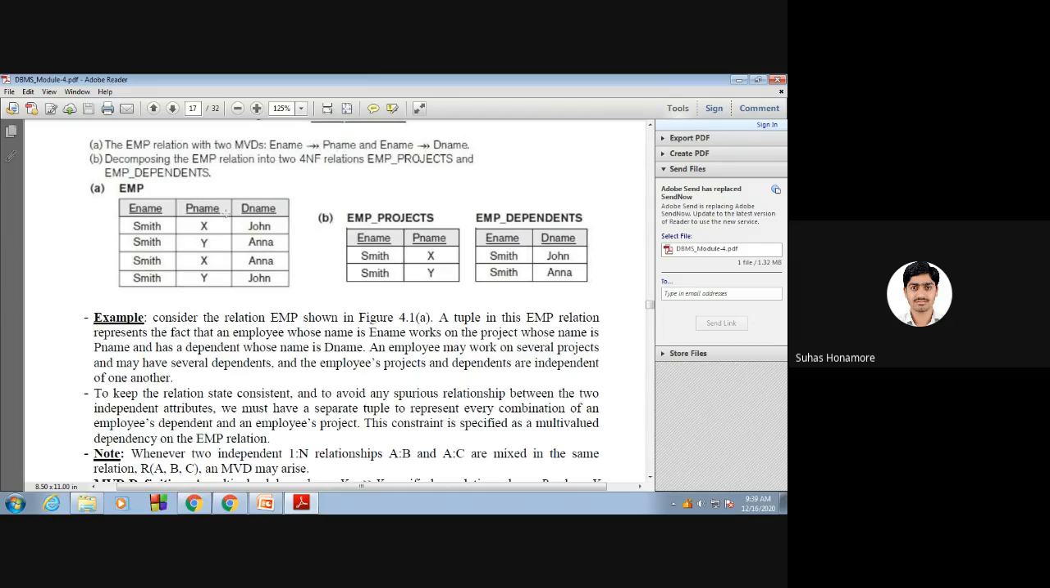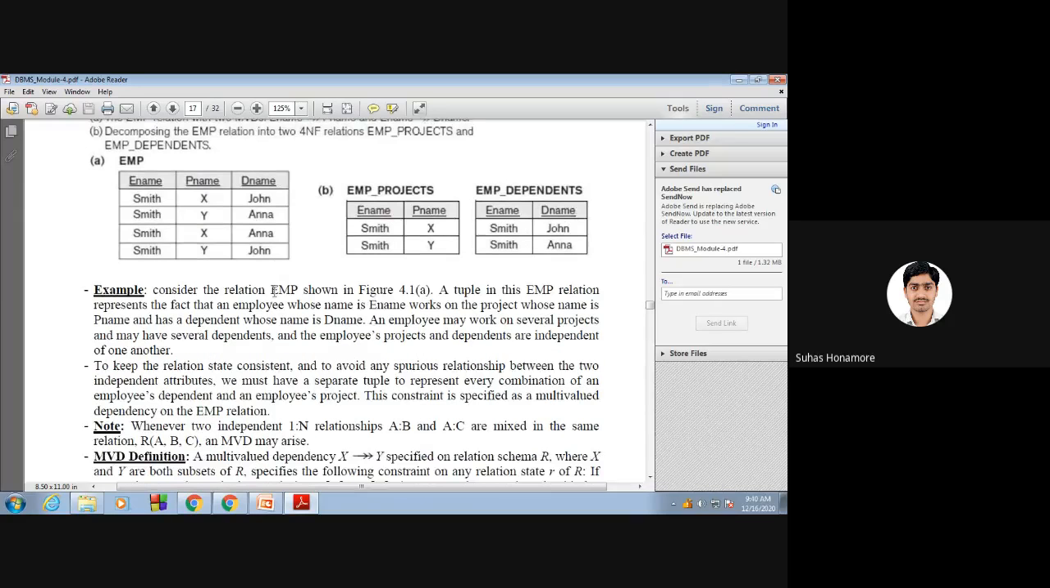If you see in this example, p name is independent of dependent name. Here p name is nothing but the project the employee is working on. So this attribute is independent of dependent name; it is not at all dependent on whichever project this employee is working on. These two attributes are not at all related to each other. If anything like this is there, we call it multivalued attributes.